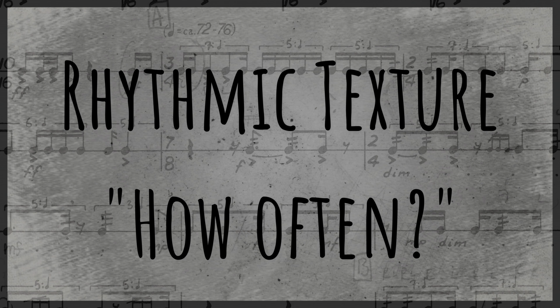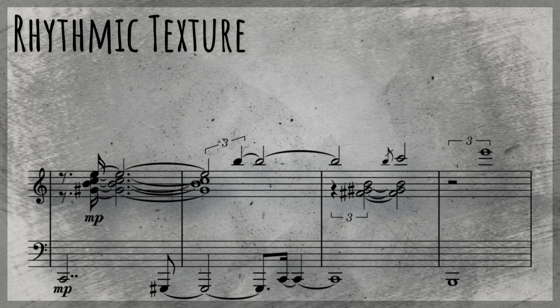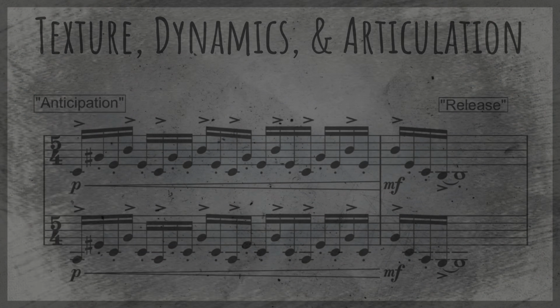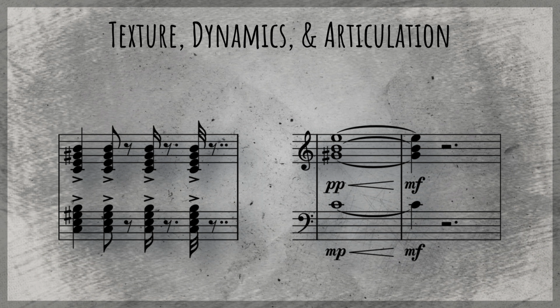Rhythmic texture examines how often sound occurs within a given time span. If many sounds occur in a short time span, the texture is rhythmically dense. If few sounds occur in a long time span, the texture is rhythmically sparse. Dynamics and articulation can also have an impact on rhythmic texture. We can use short sounds, long sounds, and mixed sounds.